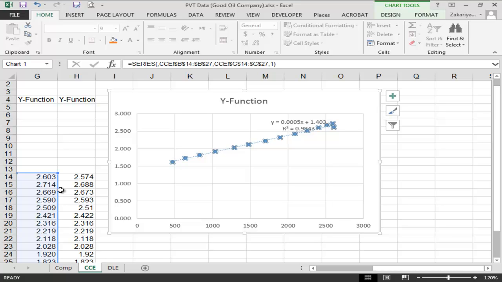Now, let's say that the lab data should follow this straight line. And what's the benefit from this? We can recalculate the relative volume which follows this straight line, which means that the volume is corrected.